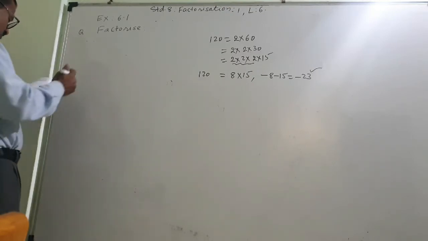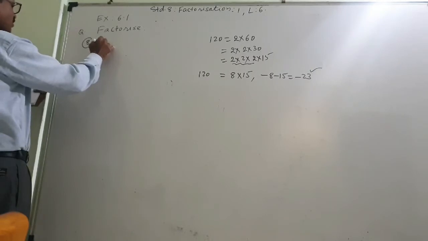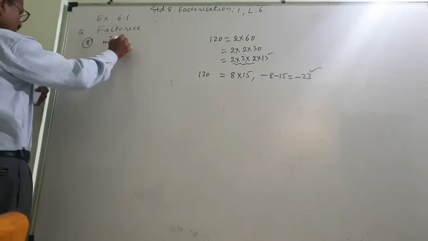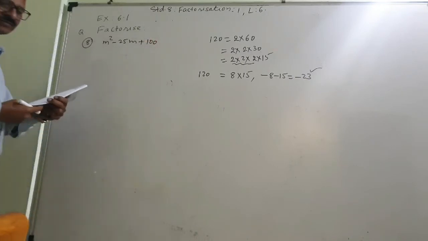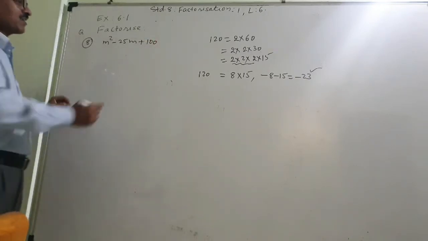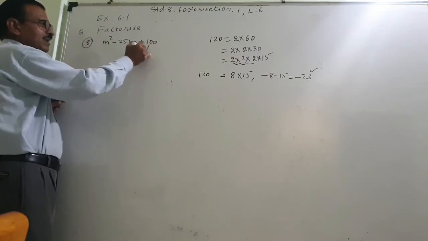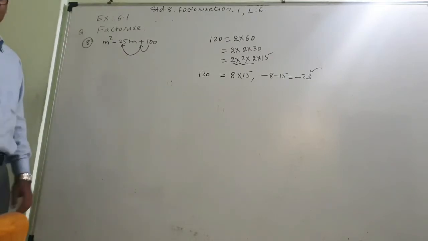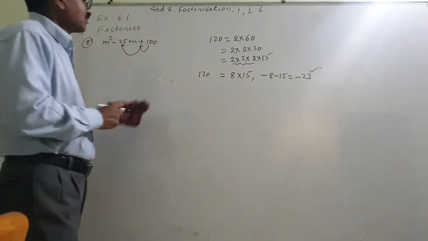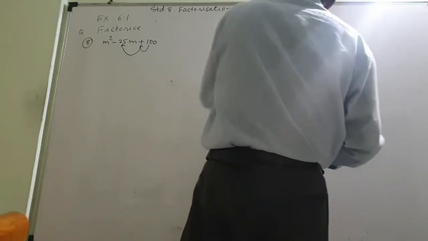Now the 8th one. 8 is m square minus 25m plus 100. So what I will say, find the factors of 100 such that their addition is 25. Addition I have to do. Addition means 2 factors and both of their sign will be same.